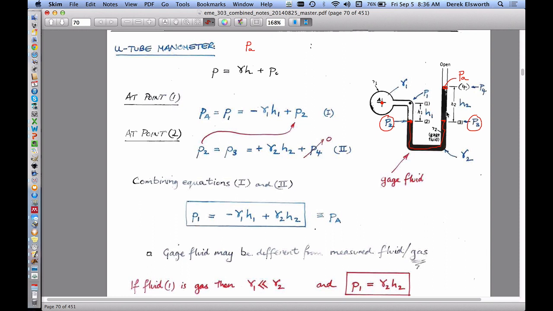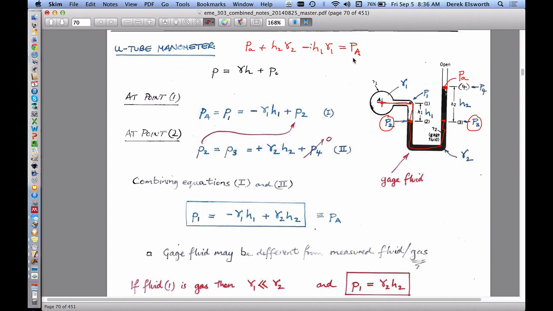As we go from here, we have to increase the pressure by a magnitude of H2 times the unit weight of this fluid. So we add the height H2 times the unit weight of fluid 2. So that gets us to this point. And now to get to this point here, which is the same as this point here, we add an amount equal to minus H1 multiplied by the unit weight of fluid 1. And that has to be equal to the pressure at uppercase point A.